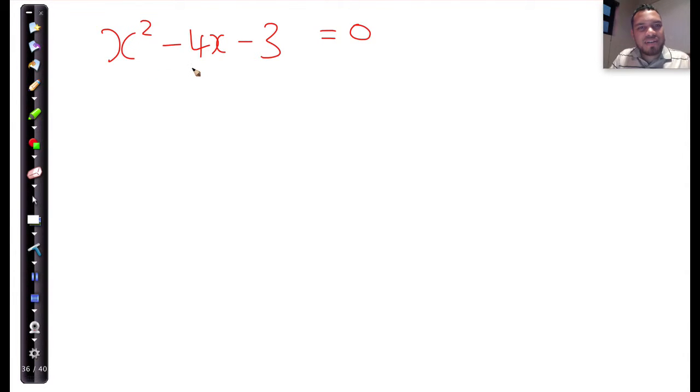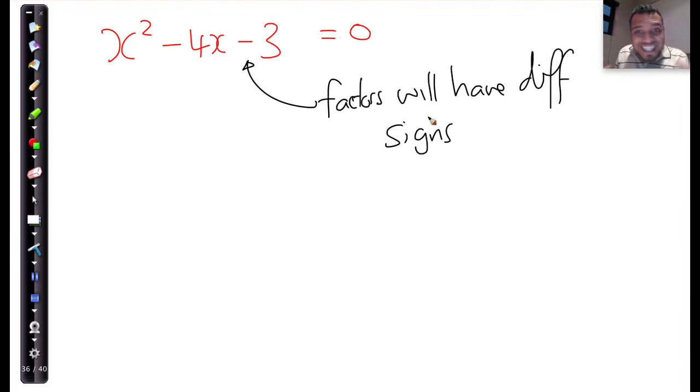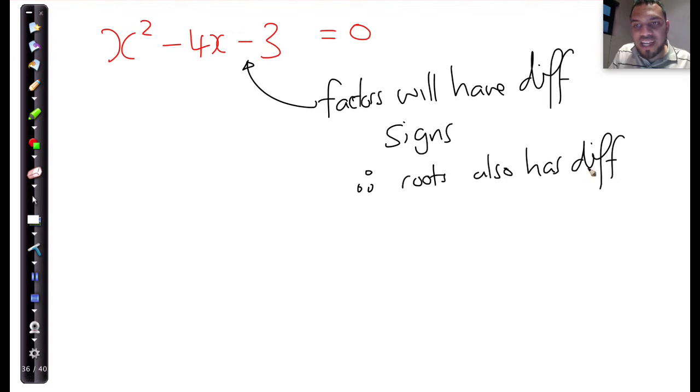This function, x squared minus 4x minus 3, okay? X squared minus 4x minus 3. Very, very carefully over here. This thing over here tells you that your factors, if it's minus, the factors will have different signs. And if you notice that the factors will have different signs, therefore the roots will also have different signs. In other words, one root or one x-intercept will be positive and the other one will be negative. That's of course if the thing has real roots.